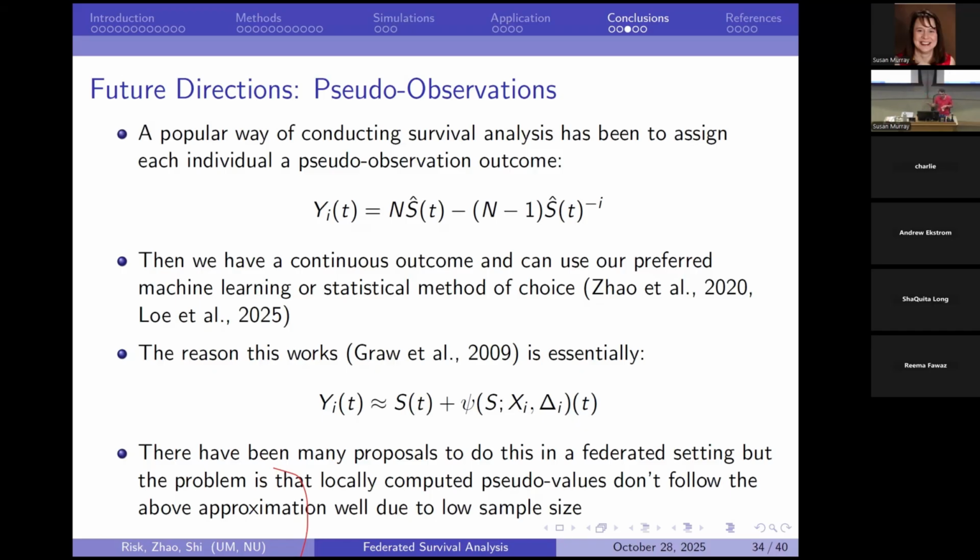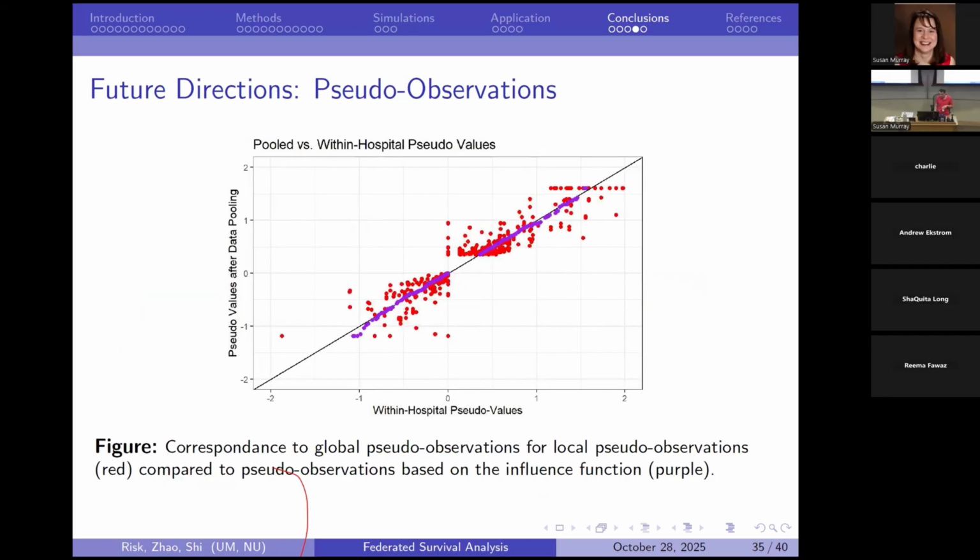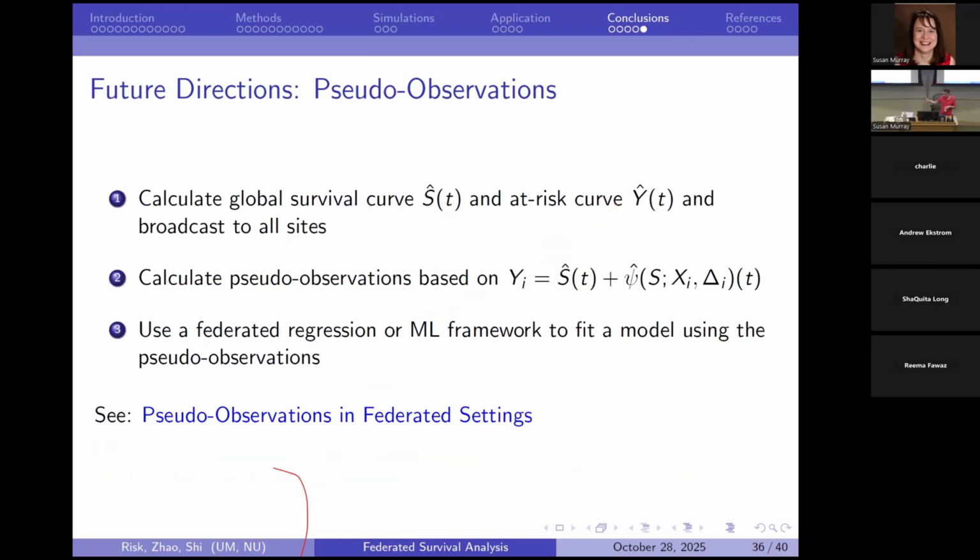The last thing I'll mention on this, not to indulge myself too much, is that we actually have some work where we showed that you get more accurate, or more useful, pseudo values if you're in a federated setting based on sharing the influence function and allowing each site to use the influence function to compute the pseudo observations rather than just trying to compute those pseudo observations locally. And so that was kind of our trick.